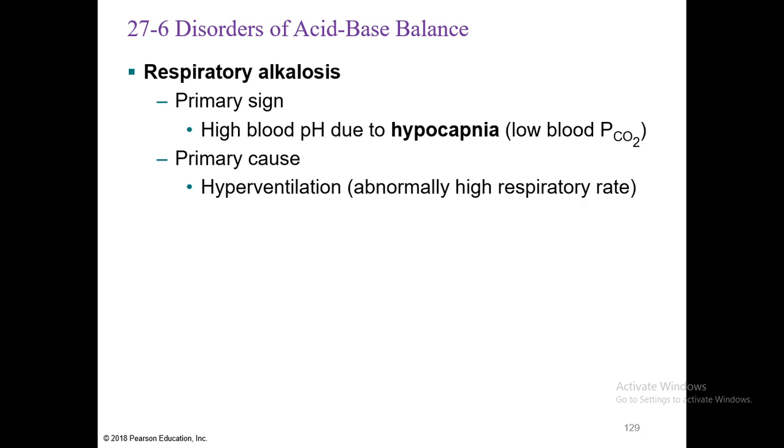Okay, and then respiratory alkalosis is high blood pH due to hypocapnia, which is low carbon dioxide level, and the primary cause is hyperventilation, an abnormally high respiratory rate, breathing rate too much because of stress or some perceived danger. So that can cause that hyperventilation.